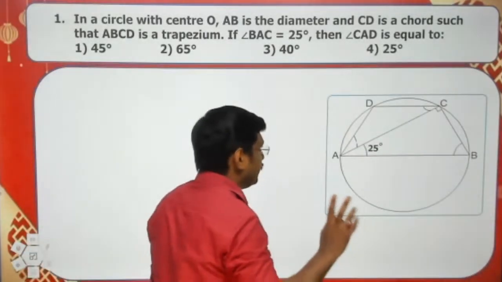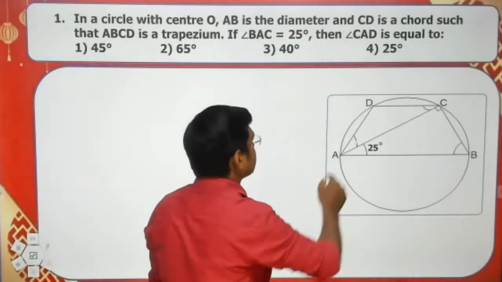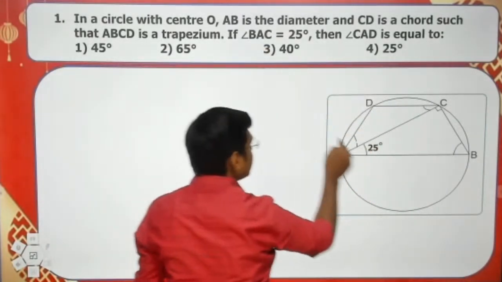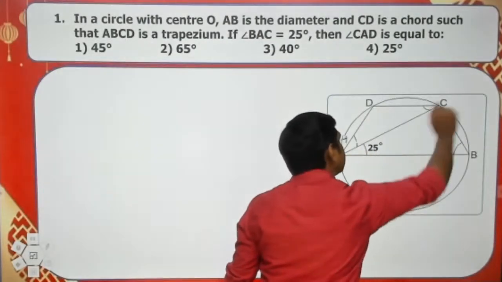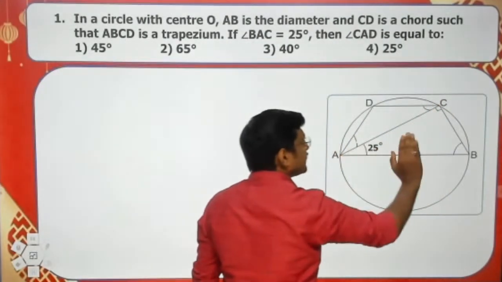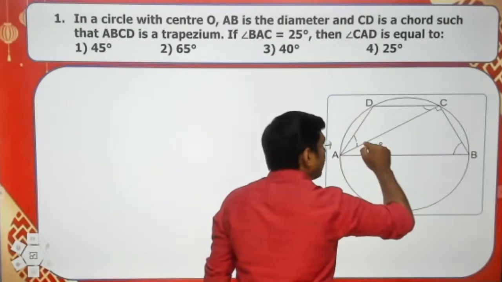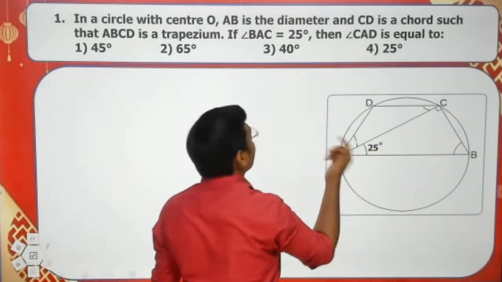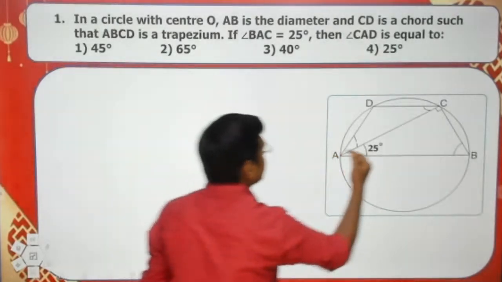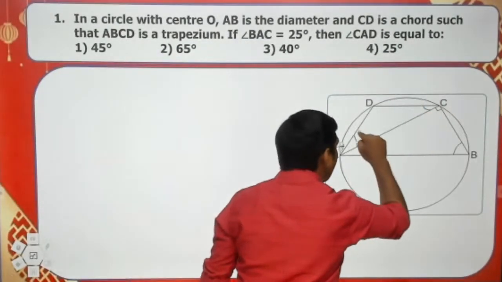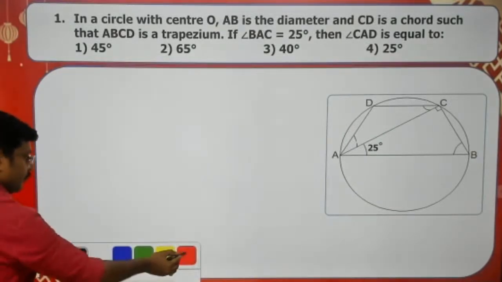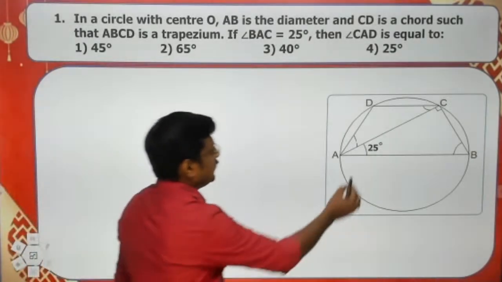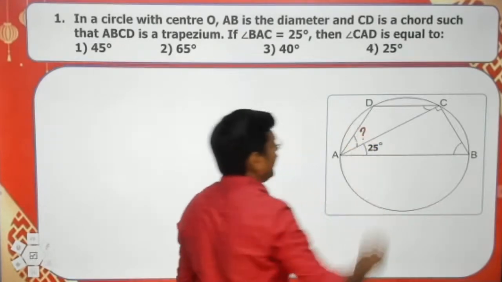Listen, here 2 points are there. What we need to find? Clearly given that angle BAC is equal to 25 degrees. This is B, this is A, and this is C. So this is the diagonal, right? If we consider like this, this angle is 25 degrees, and what we need to find is angle CAD. This value is what we need to find.